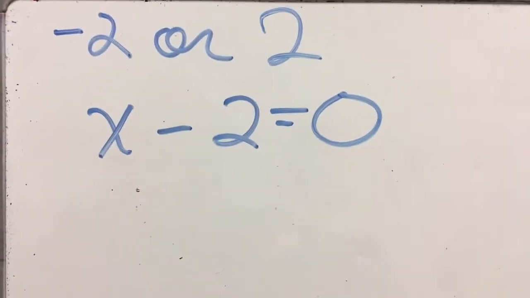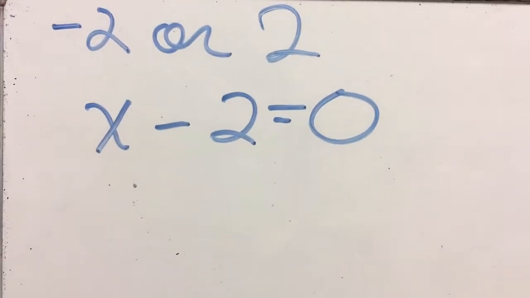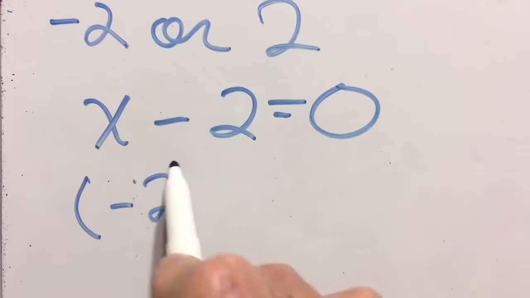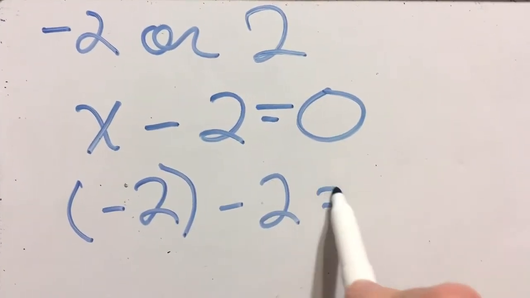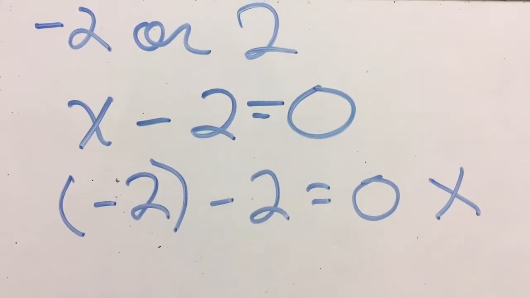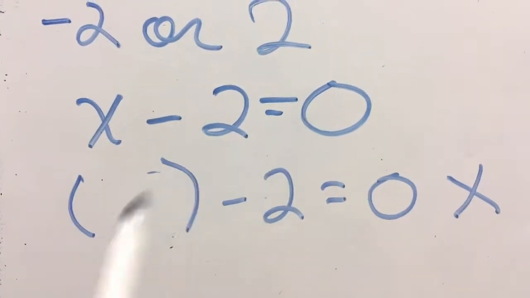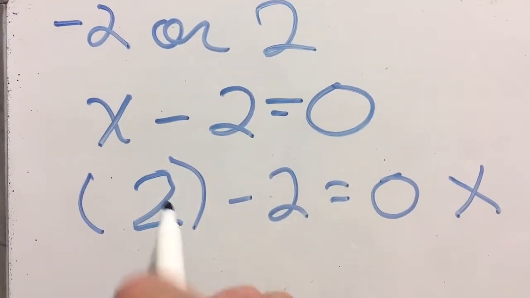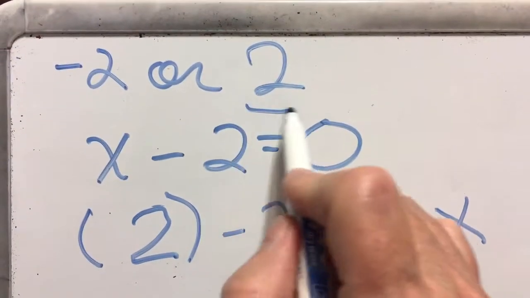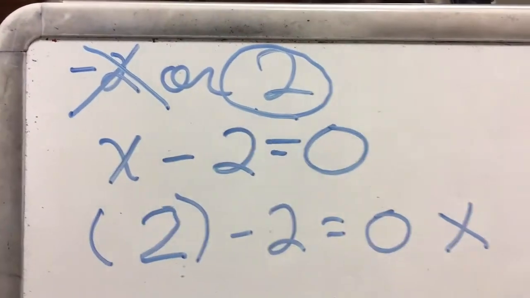Okay, this one's pretty easy. Does negative 2 or 2 satisfy the equation? So we plug in a negative 2, get negative 2 minus 2 equals 0. No, that's not true. Negative 2 minus 2 equals negative 4. But if we plug in a 2 here, instead of a negative 2, 2 minus 2 does equal 0. So this one is our solution, and this one does not satisfy.